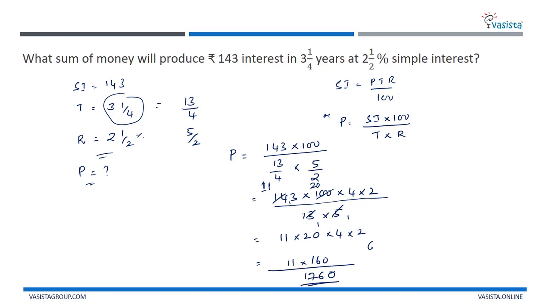So the answer is 1760. The principal is 1760 rupees. This is the answer.